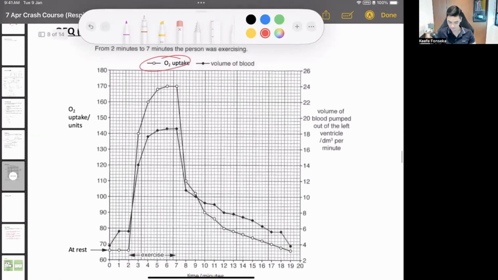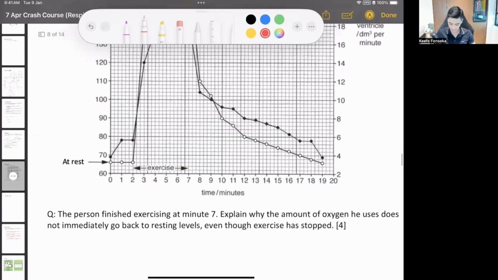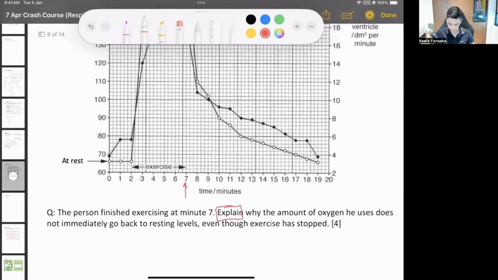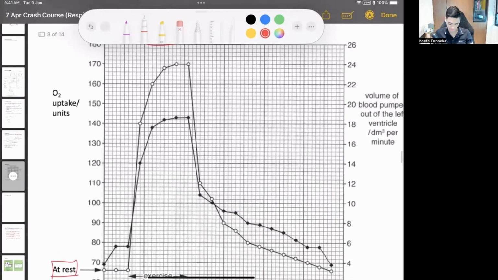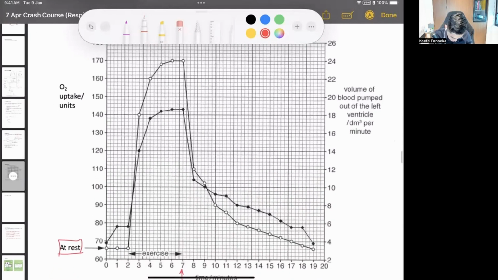And they're asking, the person finished exercising at this place, minute 7. Explain, no need to quote data, just explain why the amount of oxygen he uses does not immediately go back to resting levels, which is this level. Why is it still so high? So here's what they mean by it. Let me draw for you.